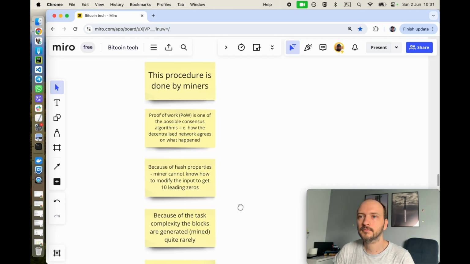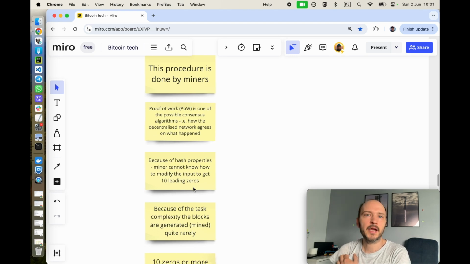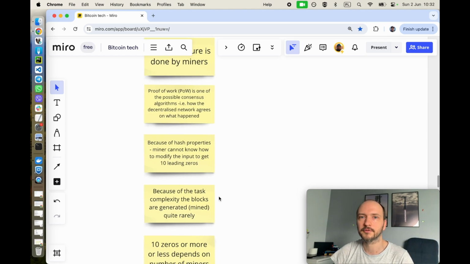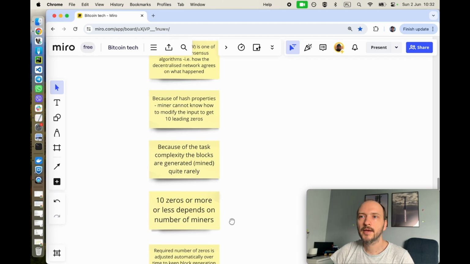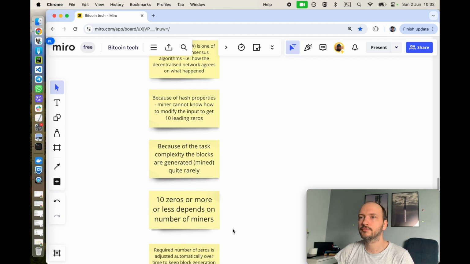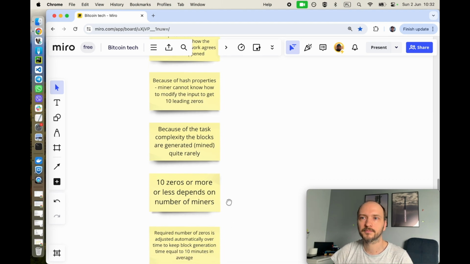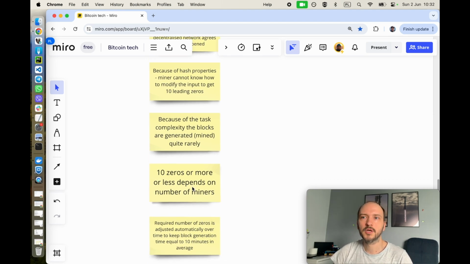And proof of work says that the thing that is true is this produced block. That's it. The block that has these 10 zeros at the beginning. And because of the hash properties, the miner cannot know how to modify the input to get 10 leading zeros. The miner should randomly check these different random numbers. And because of the task complexity, blocks are generated or mined quite rarely, like not every second. And the number of zeros, whether it is 10 or more or less, depends on the current power, like how many miners are there in the network.